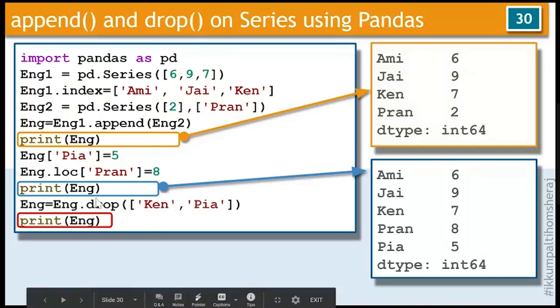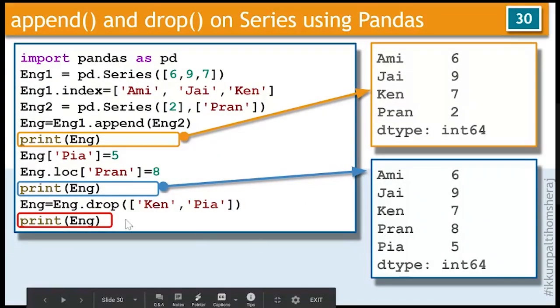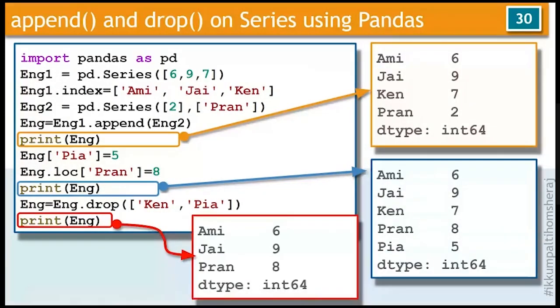After this, suppose you give a command as eng is equal to eng drop Ken and Pia. So Ken and Pia, both of them are indexes. So Ken will be deleted from here and Pia will be deleted. So what will be remaining here? The remaining elements will contain all the names and marks except Pia and Ken. You can see Ami 6, Jay 9 and Pran 8. So all of them are there except those.